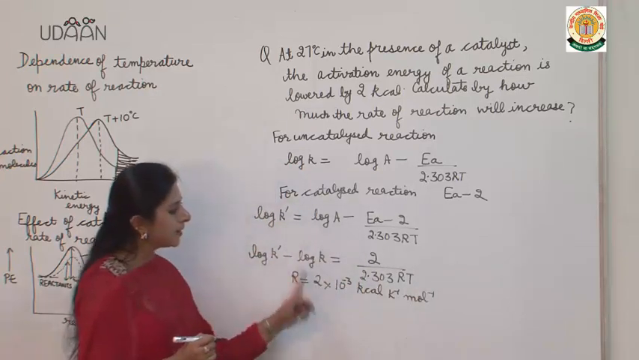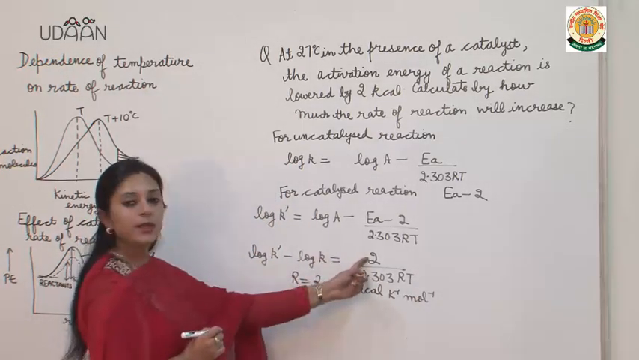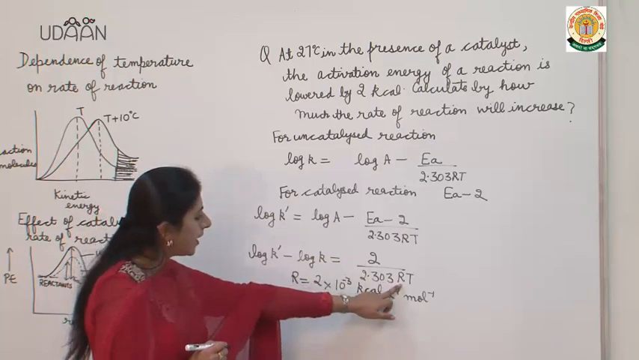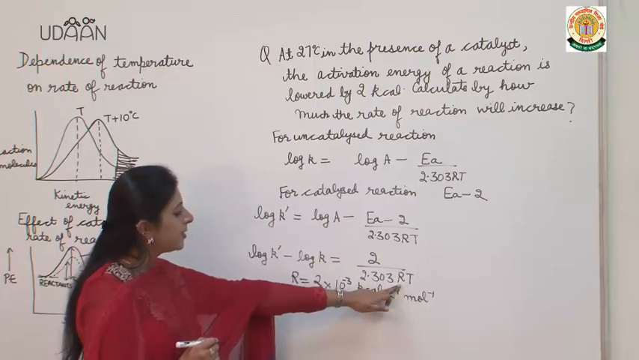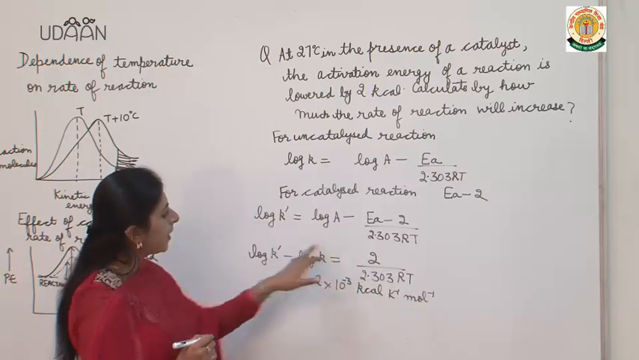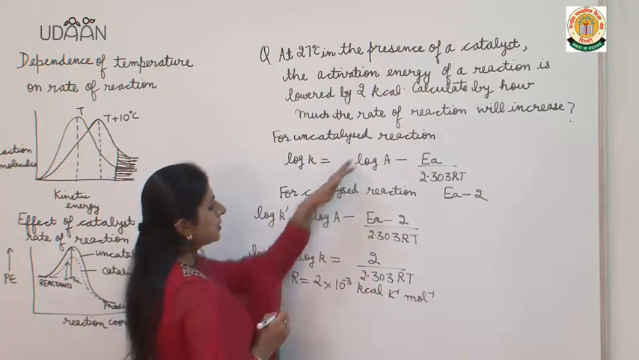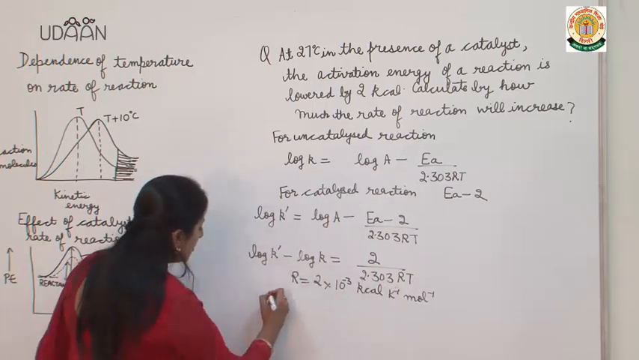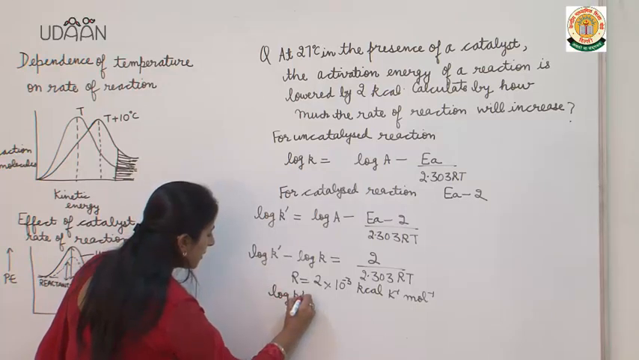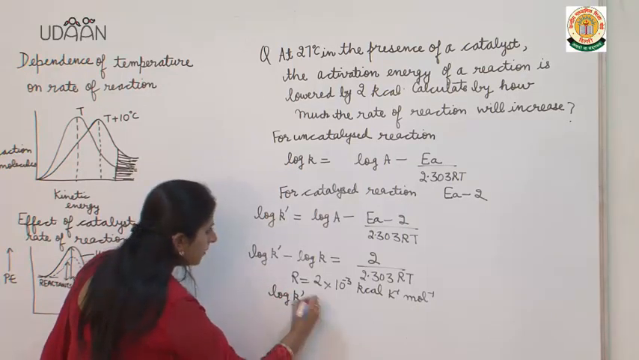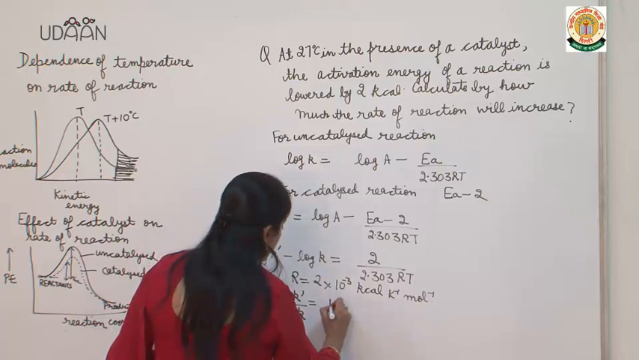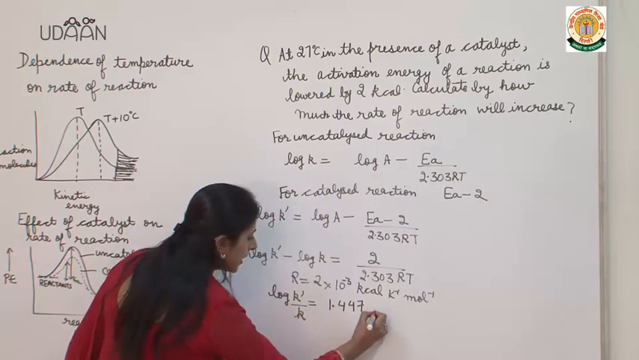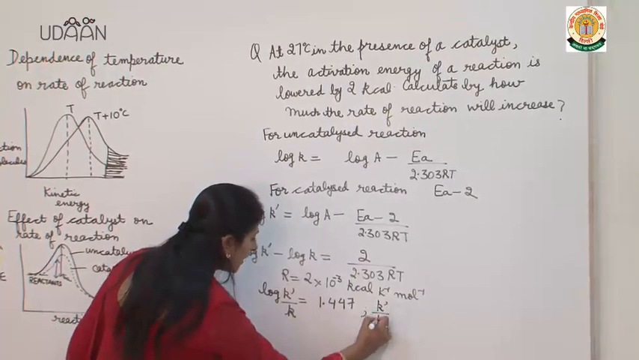बिकॉज मुझे एक्टिवेशन एनर्जी की वैल्यू गिवन है 2 किलो कैलोरी, इसीलिए मैं यहाँ पर R की वैल्यू भी किलो कैलोरी में डाल रही हूँ। और ये कैसे आया? After subtracting these two equations, after rearranging, I have got this. Now log k prime by k after solving will come out to be 1.447. लेकिन मुझे तो क्या निकालना है? I have to find out k prime by k.